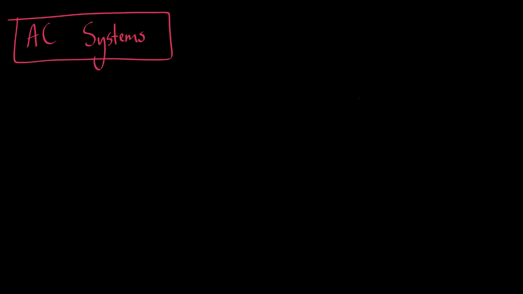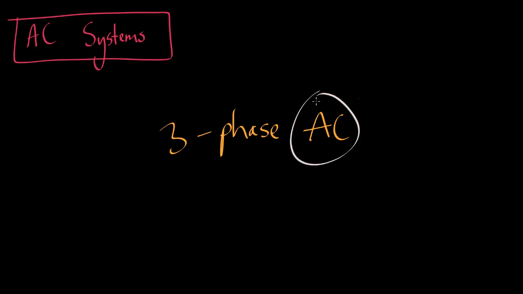Welcome to an instructional series on AC systems. Around the world, the vast majority of electrical energy systems generate and transmit power in the form of three-phase alternating current, or AC for short. In this first section, we're going to be looking at why specifically alternating current has been selected for this purpose.